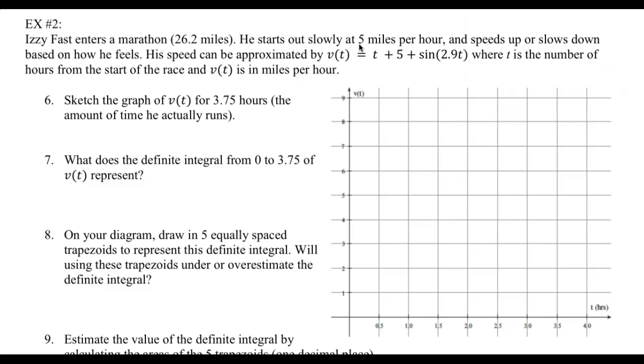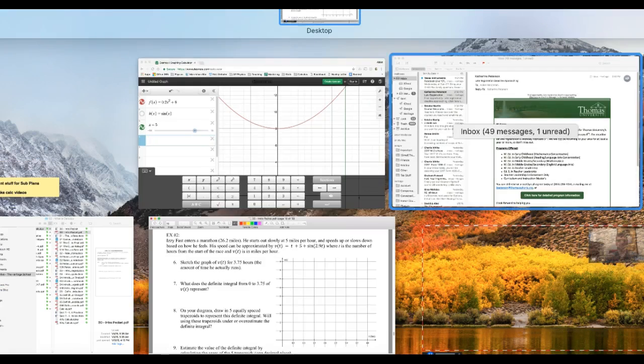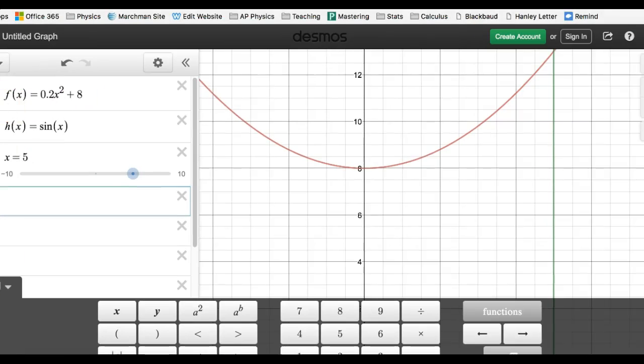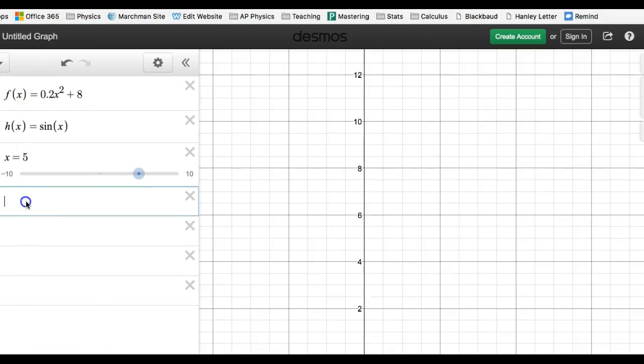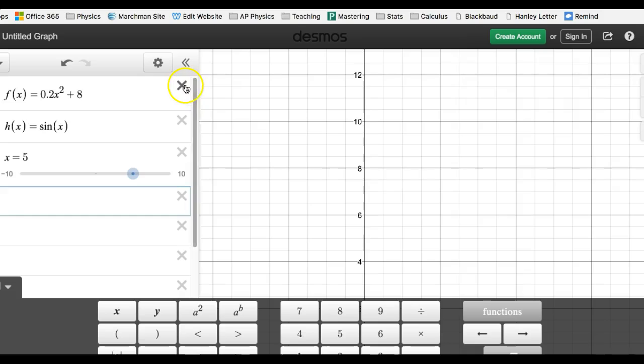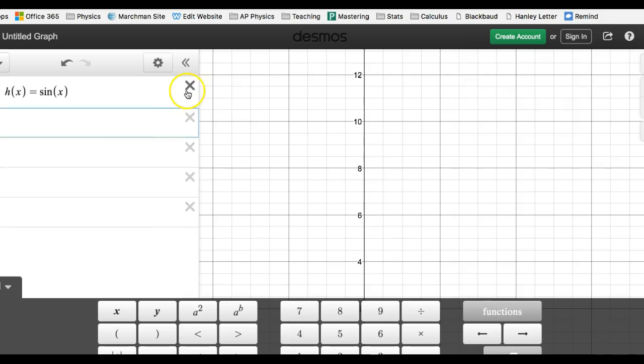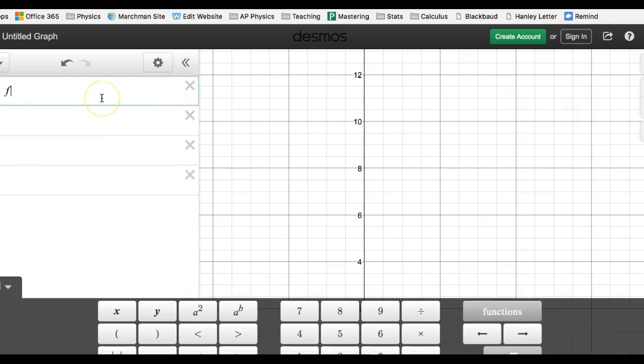If I look at my graph, it might be a little bit more difficult to draw this. And so what I'm going to do is go to Desmos here real quick and draw this. I'll go ahead and get rid of these. I'm going to draw this graph here.